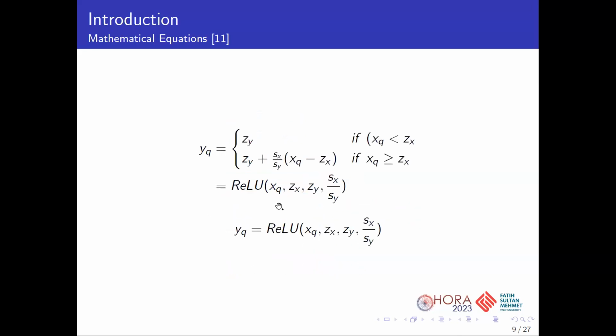Therefore, to carry out the quantization operation that corresponds to the floating point yq equal to these parameters, it simply necessitates the execution of the following equation. In this context, XQ represents the quantized matrices, ZX and ZY denote the zero points, and S is a positive floating point scale.